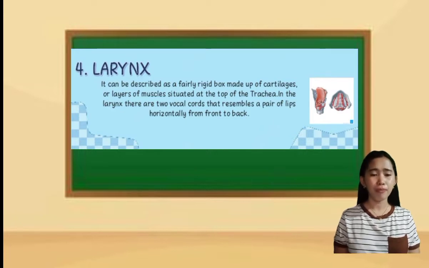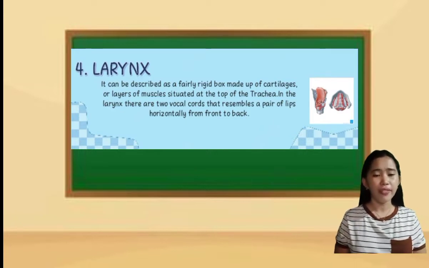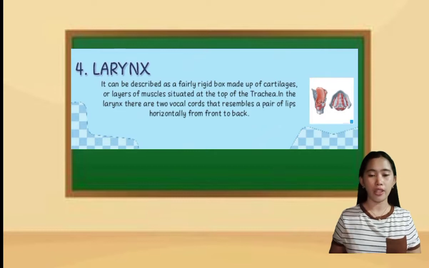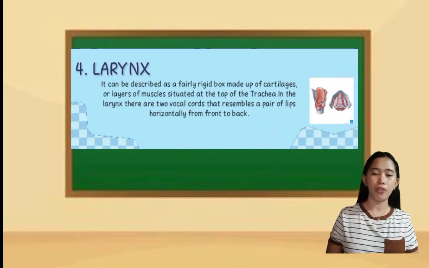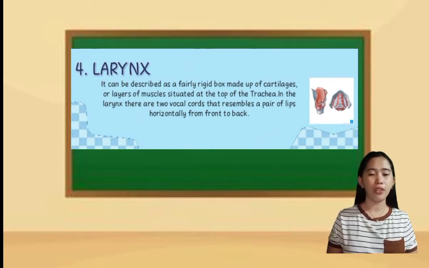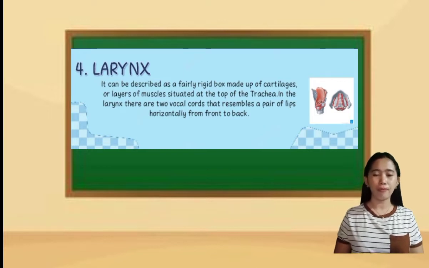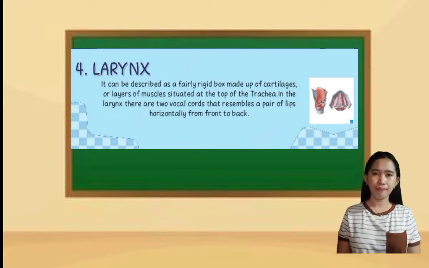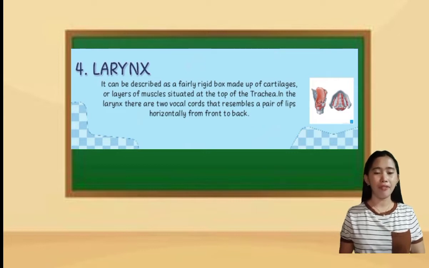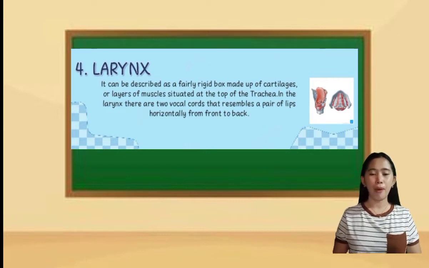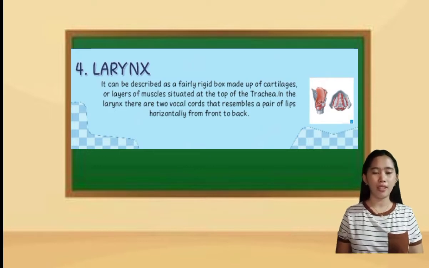the glottis. So in the larynx there are two vocal cords that resemble a pair of lips horizontally from front to back. They are joined in the front but can be separated at the back, and the opening between them is known as the glottis. The larynx is a fairly rigid box made up of cartilages or layers of muscles located at the top of the trachea.